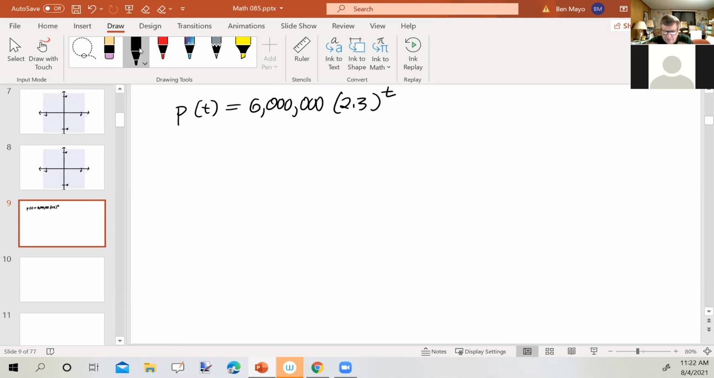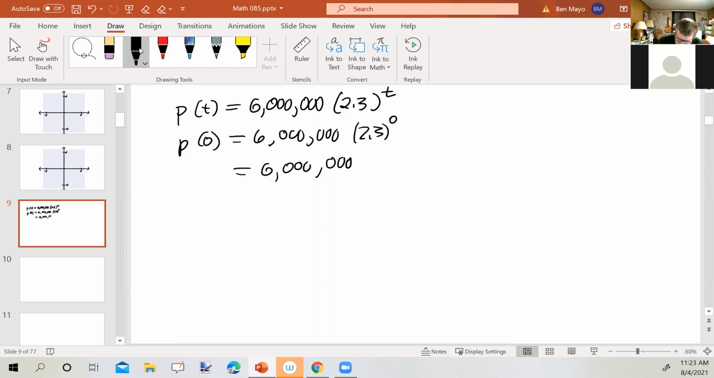At the beginning of this problem, when time is 0, in other words, what is P of 0? 2.3 to the 0 power equals what? 1. 6 million times 1 is 6 million. So even though they told us in the problem that there was 6 million bacteria to start with, we could determine that just looking at this function.